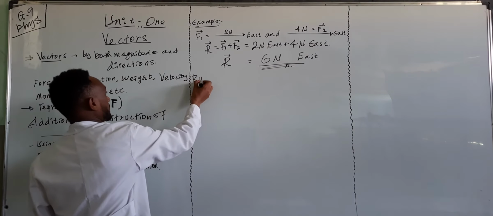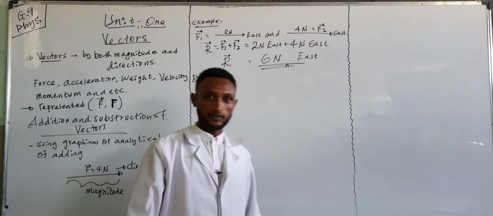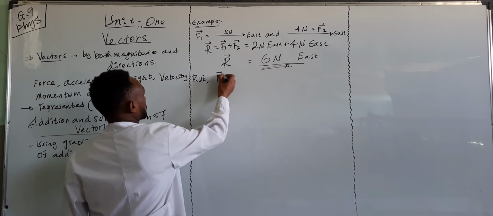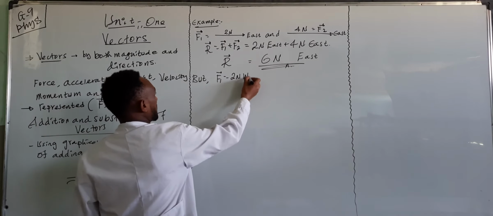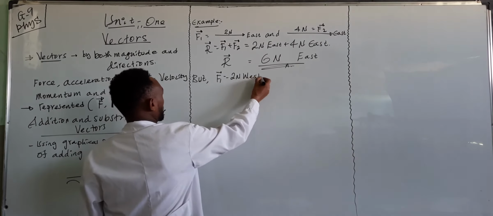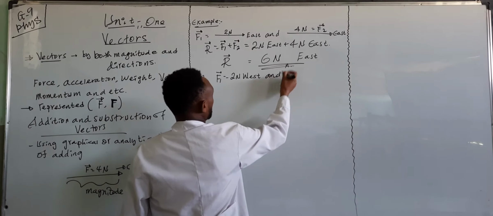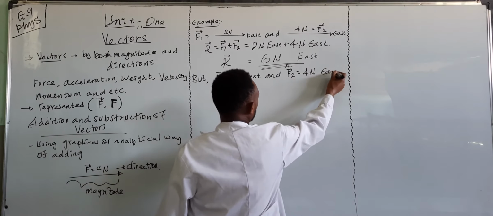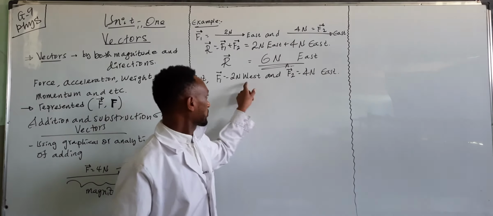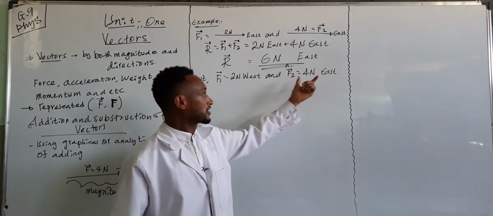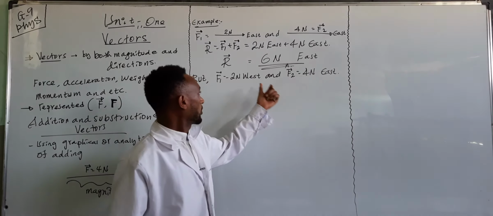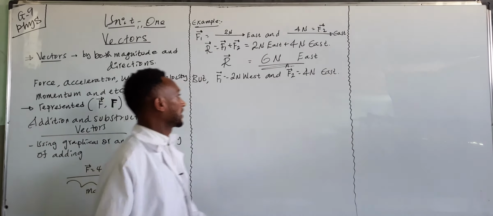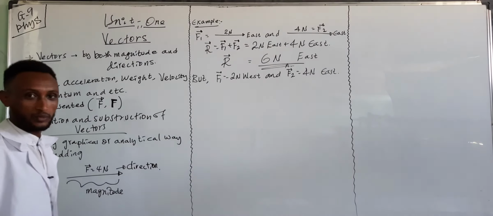But if their directions are not the same, if they are different, take force 1, which is equal to 2 Newton in the west direction, and another vector, force 2, which is equal to 4 Newton in the east direction. Their direction is not the same. You must change this direction to be similar, changing one to the other, either this force into east, or this force into west. Their directions must be similar to add them.